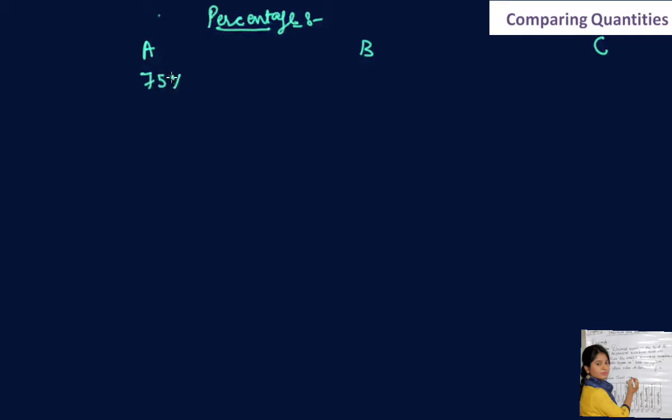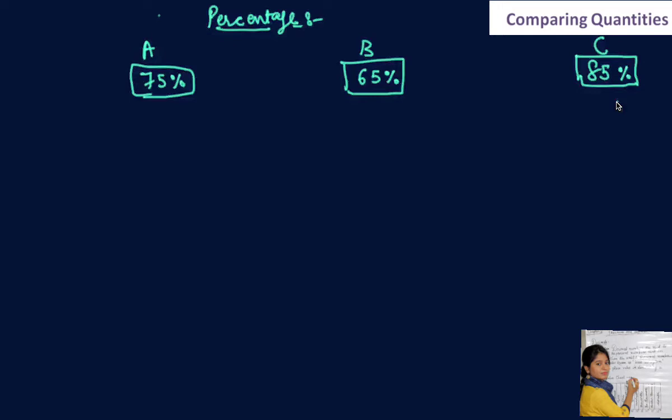A scored 75% marks. B scored 65% marks and C scored 85% marks. Here we are given the percentage of the marks scored by each student. This is for B and this is for C, right? Directly it is not given what the total marks were. We don't know what marks were obtained out of what. Here the marks are given in the form of percentages and we have to compare.